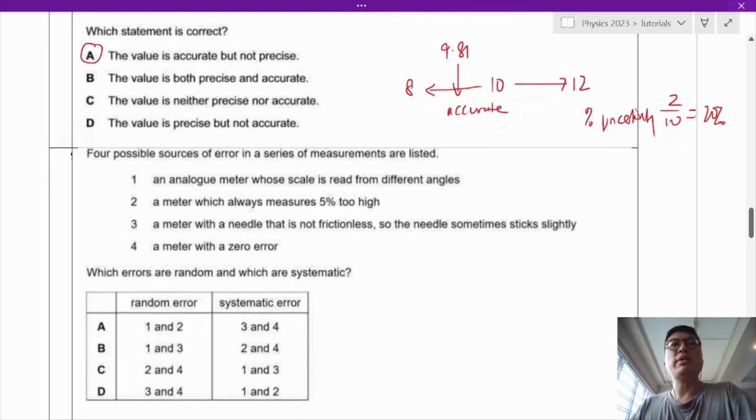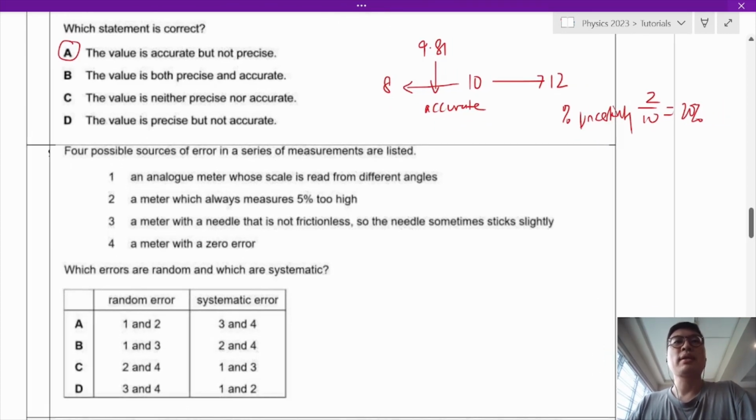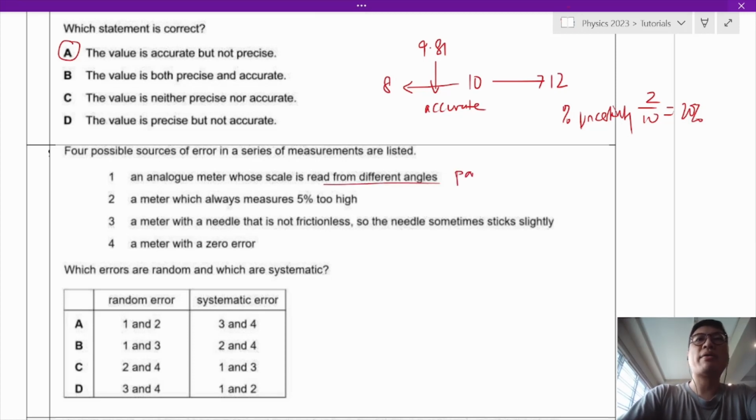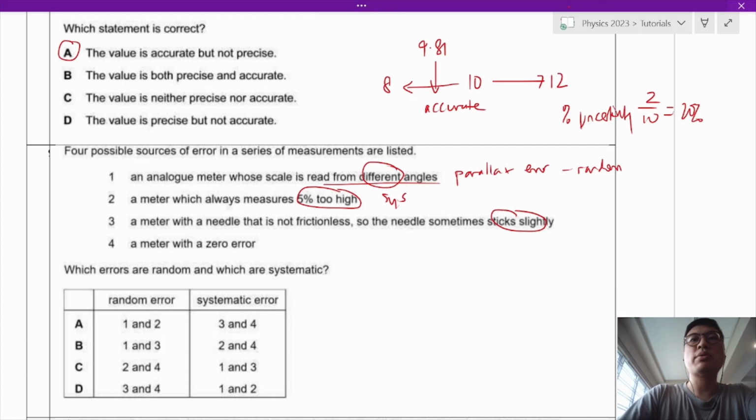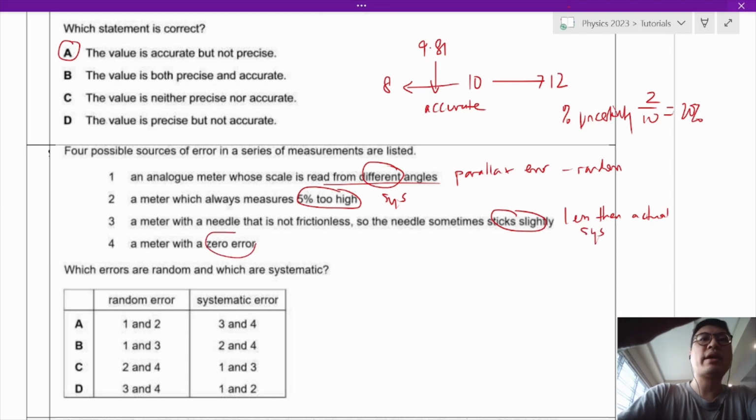Next, 4 sources of error in a series of measurements are listed. Which errors are random and which are systematic? A meter whose scale is read from different angles has parallax error. In this case, because it's different angles, this parallax error is random, but it might not always be random. A meter that always measures 5 meters too high is systematic. A meter that sometimes sticks slightly, so the needle will always be reading less than the actual. So this is systematic. And this is zero error.